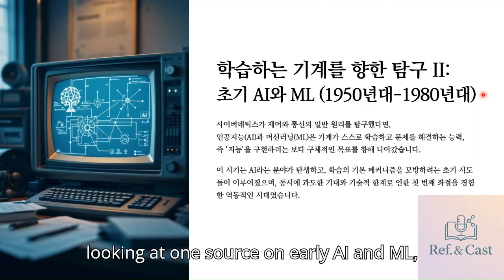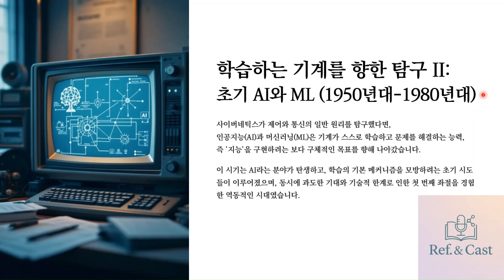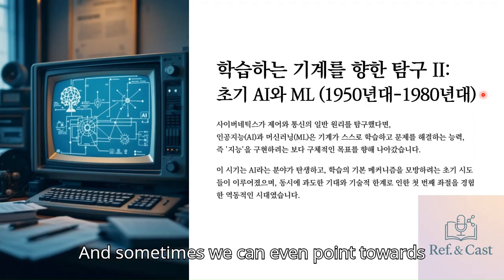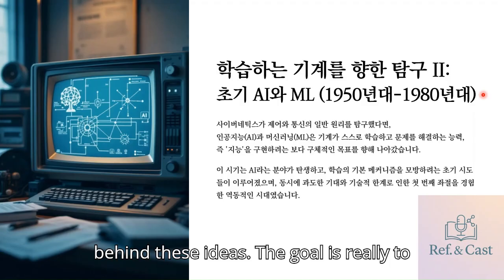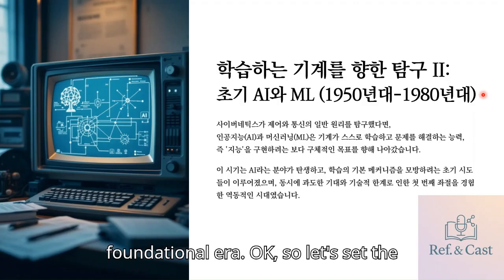We're mainly looking at one source on early AI and ML, but also pulling in context from another, covering the broader history, cybernetics, ML, deep learning. Right. And sometimes we can even point towards the original papers, the actual sources behind these ideas. The goal is really to give you a richer feel for this foundational era. Okay, so let's set the scene.